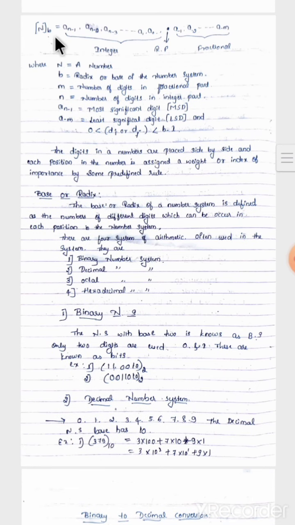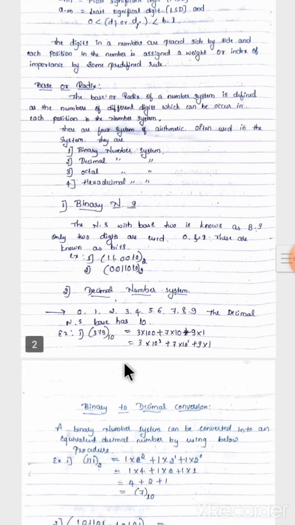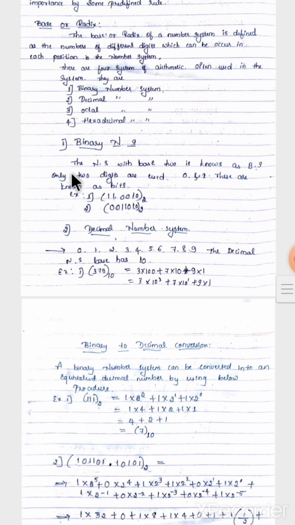Base b is there, no? So here base b is represented as 2. When it becomes 2, then this is indicated as a binary number system. Okay, and only 2 digits are used, 0 and 1. These are known as bits.